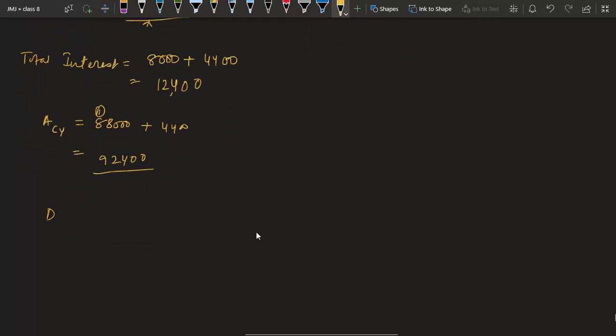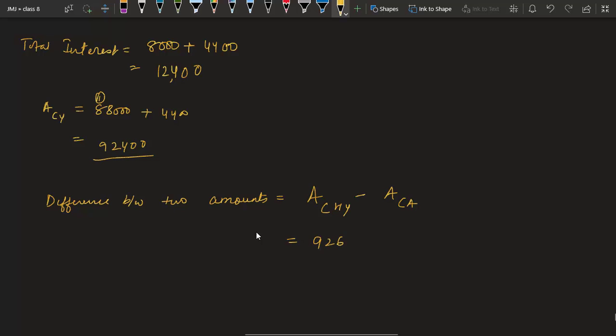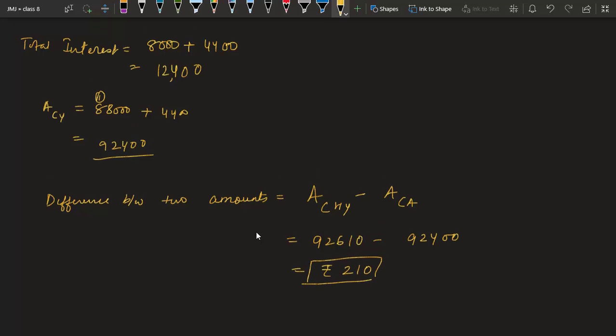the difference between two amounts is given by amount when compounded half yearly minus amount when compounded annually, 92,610 minus 92,400, and that is rupees 210. This is the answer. Now question number 7.